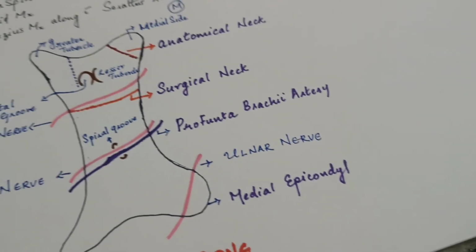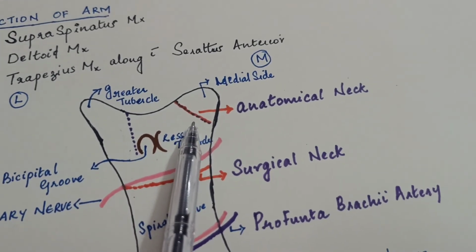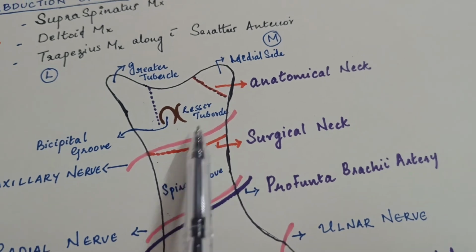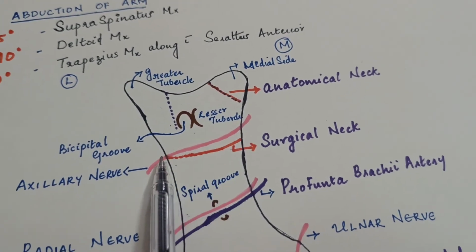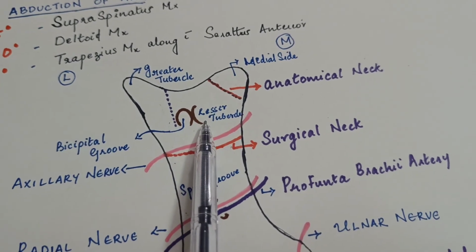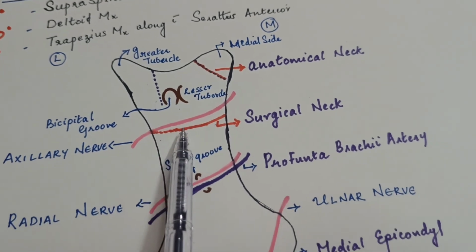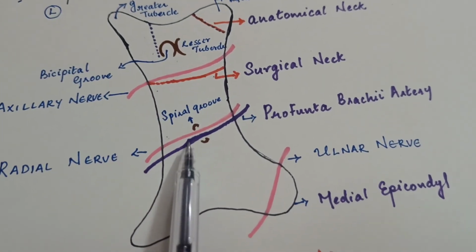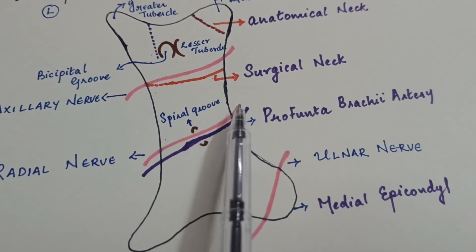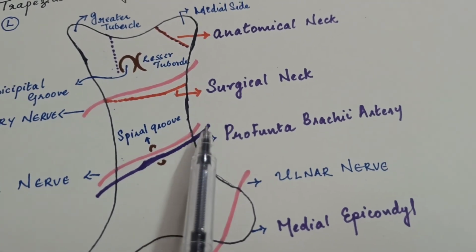So again, repeating the same structure one more time. We have a greater tubercle, and on the medial side we have the anatomical neck. We also have a neck called the surgical neck, and through the surgical neck the nerve passing is the axillary nerve. Above the axillary nerve, we have the lesser tubercle, and the groove here is the bicipital groove. Below the surgical neck, coming down, there is one artery and one nerve passing: the nerve is the radial nerve, and the artery is the profunda brachii.